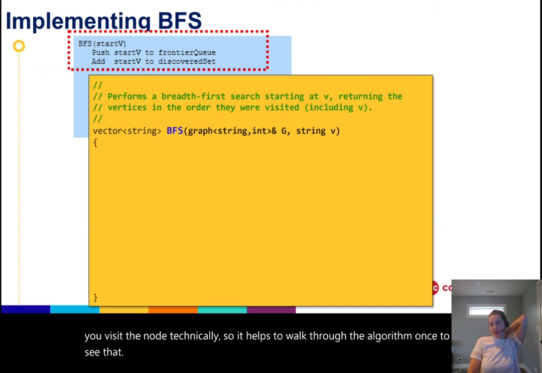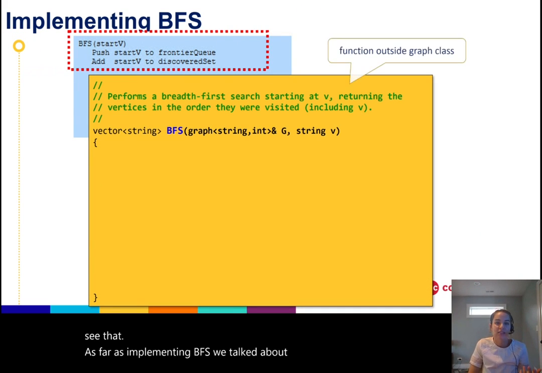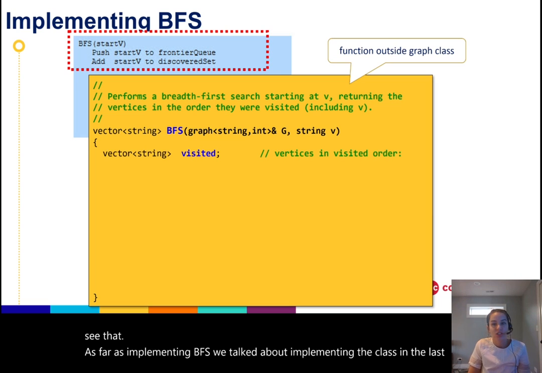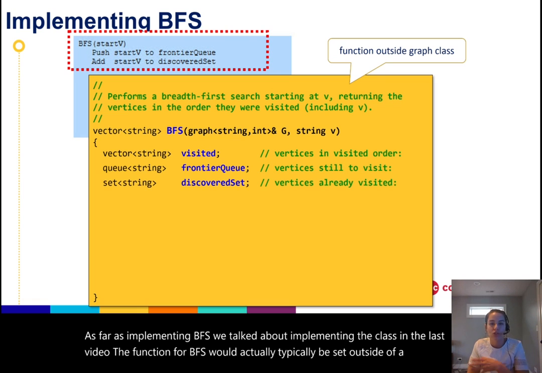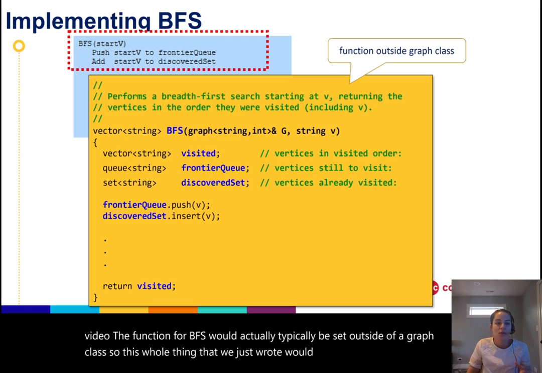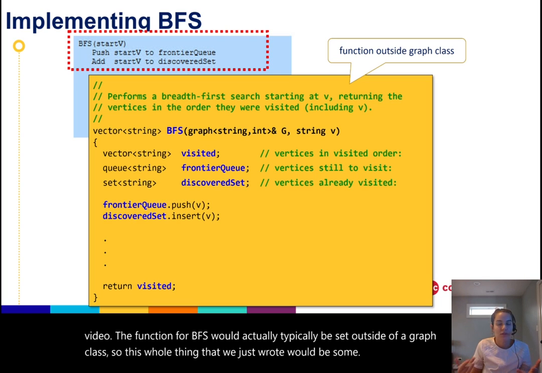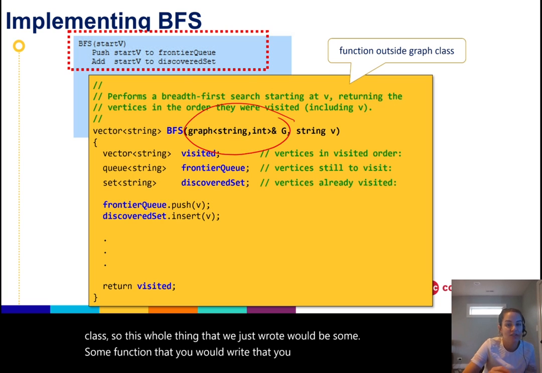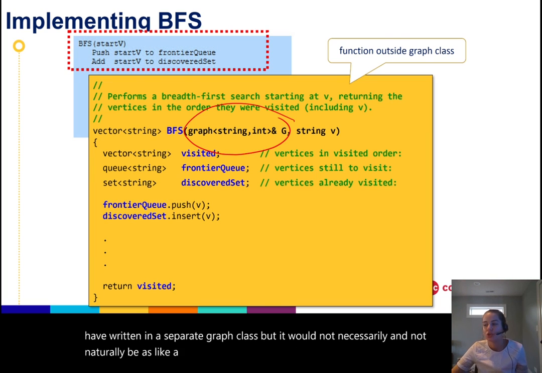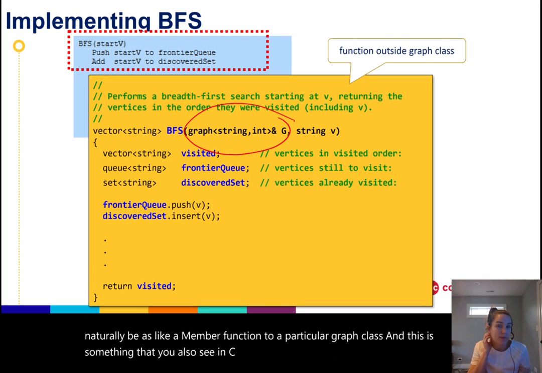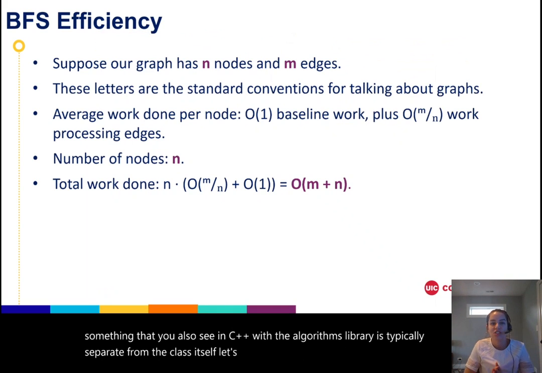As far as implementing BFS, we talked about implementing the class in the last video. The function for BFS would actually typically be set outside of a graph class. So this whole thing that we just wrote would be some function that you would pass in a graph that you have written in a separate graph class, but it would not necessarily and not naturally be a member function of a particular graph class. And this is something that you also see in C++ with the algorithms library, which is typically separate from the class itself. Let's talk a little bit about efficiency of BFS.